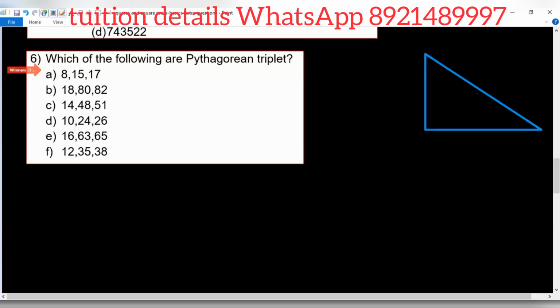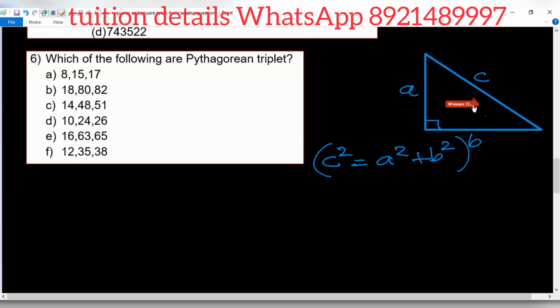See, here I have drawn a right angle triangle. Let the hypotenuse be C. Hypotenuse means the side which is opposite to 90 degrees. The side which is opposite to 90 degrees is known as the hypotenuse. And the other two sides, let them be A and B. Then the Pythagoras theorem says that C square is equal to A square plus B square.